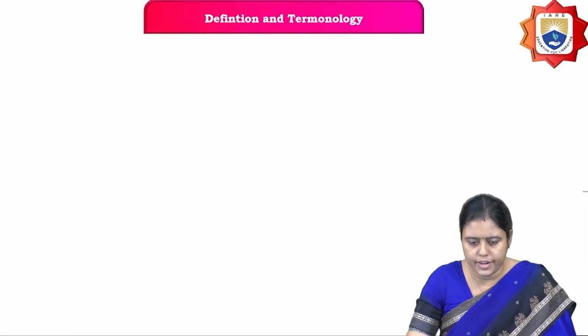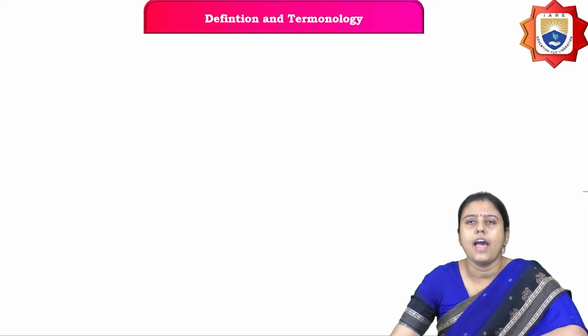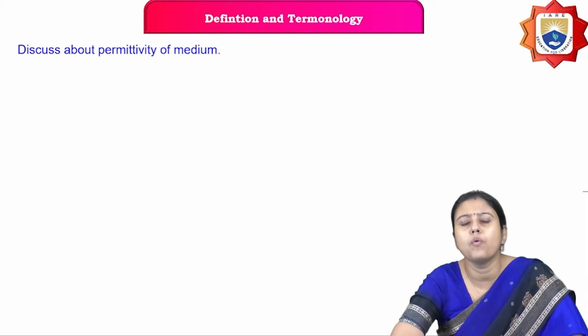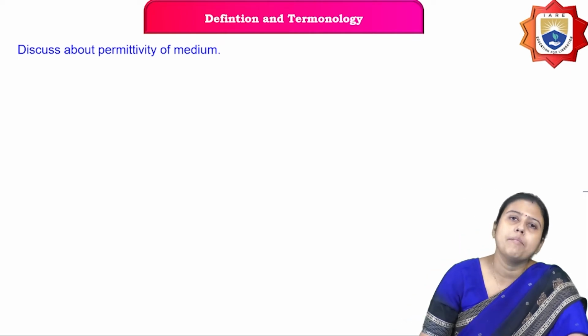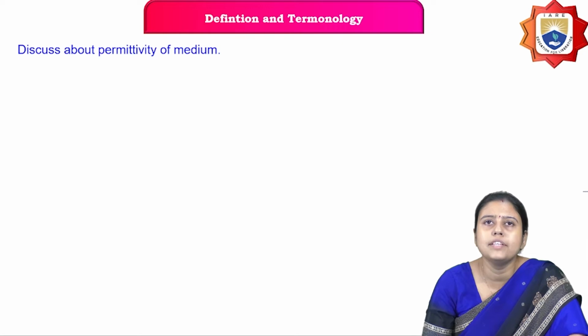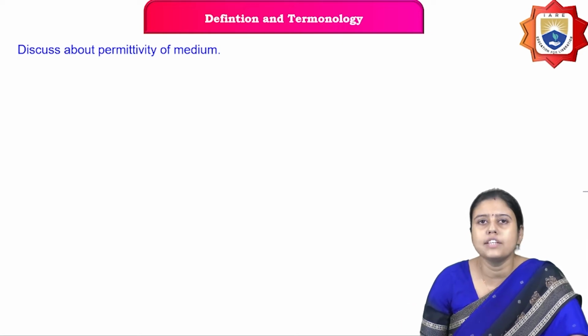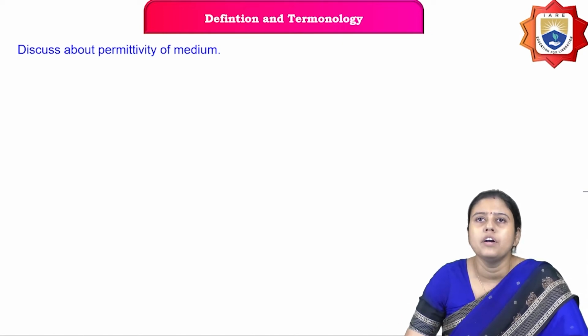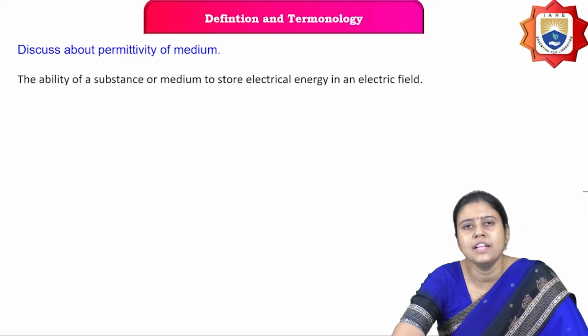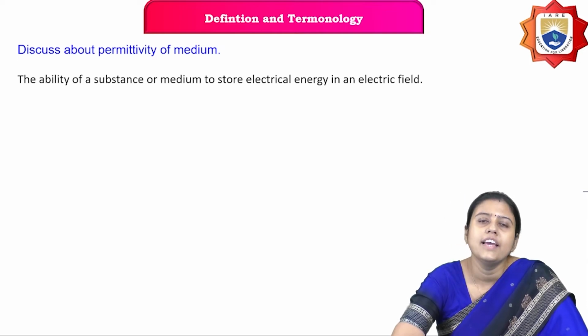Next, we will move to our next definition, and the next definition is the permittivity of the medium. What is the permittivity? Permittivity is basically a characteristic of the medium, of the insulator or dielectric medium. So definition wise, it is the ability of a substance, especially the dielectric or insulators, to store electrical energy in the electric field.